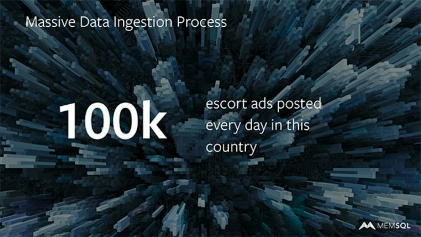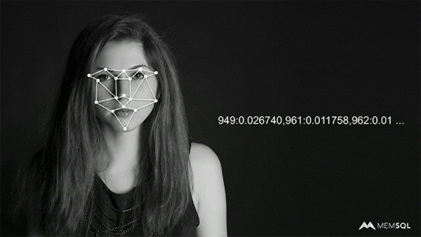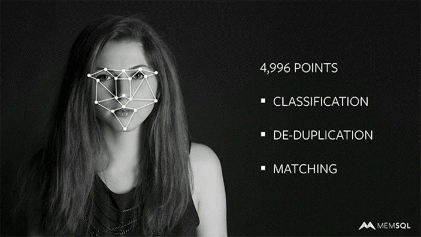Part of the application involves a machine learning algorithm that helps identify vectors for facial recognition. Part of this is using the supervised classification process. These vectors exist at up to almost 5,000 different unique points. So it's a very large, complex string, if you will, that is then used to classify, dedupe, and match these images with a reference store that they have.